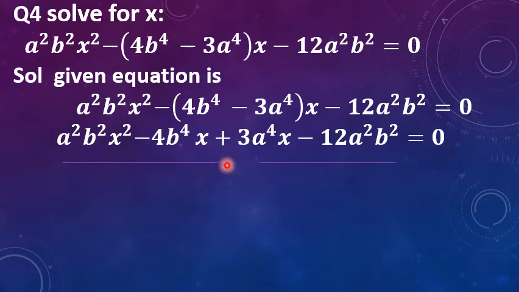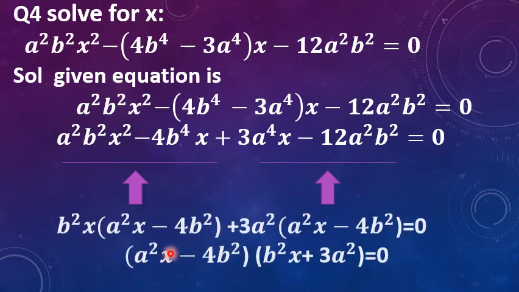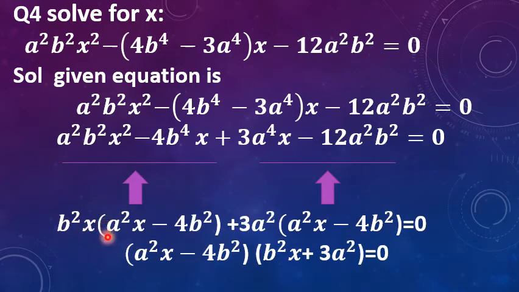Now it's time to find the common factors. How can we find the common factors? From these two terms, a square b square into x square minus 4b raised to the power 4 x, the common factor is b square x, and from the other part, 3a raised to the power 4 x minus 12a square b square, 3a square is common. So on taking common we can write b square x into bracket a square x minus 4b square bracket close plus 3a square bracket a square x minus 4b square bracket close equals 0.